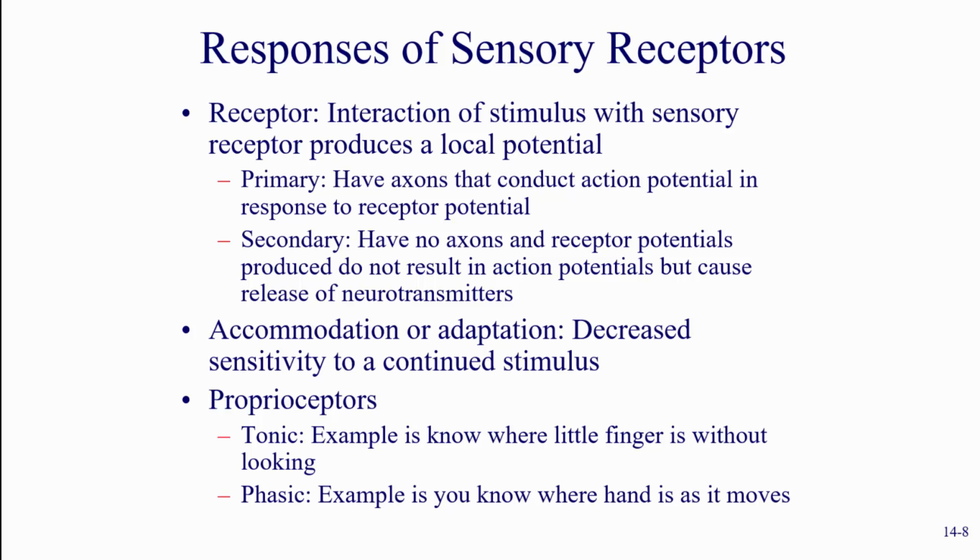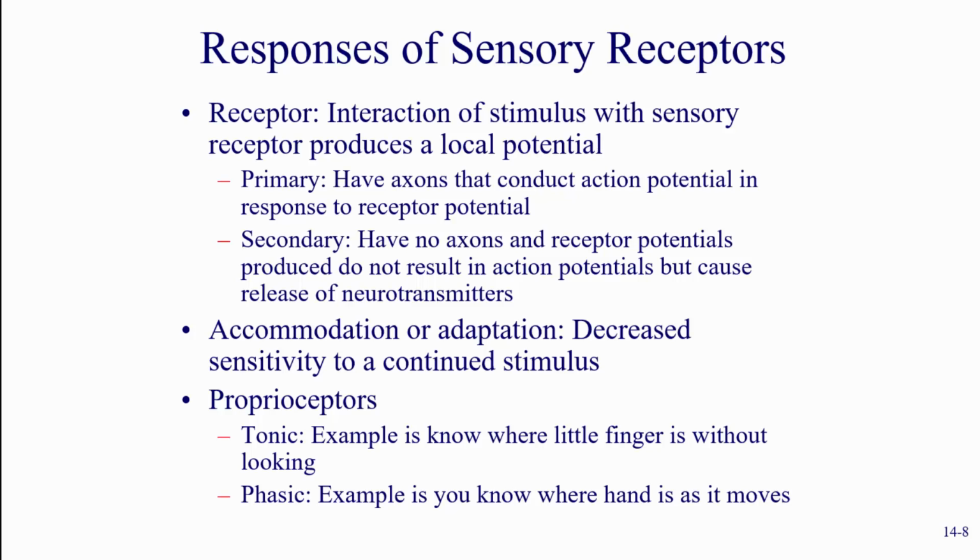And the responses for sensory receptors. The receptor is the interaction of stimulus with sensory receptor, and it produces a local potential. In other words, action potential, a nerve impulse. So we can have primary and secondary. The primary have axons that conduct action potentials, again, nerve impulses, in response to receptor potential. And then secondary have no axons, and receptor potentials are produced, do not result in action potentials, but cause the release of a neurotransmitter.